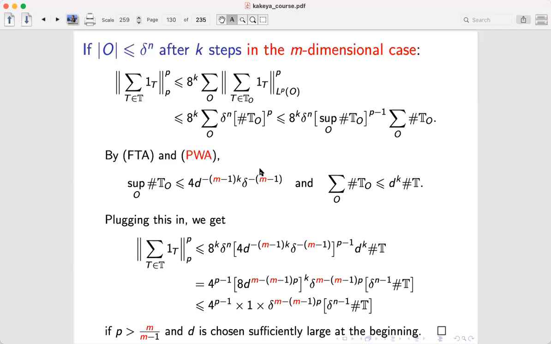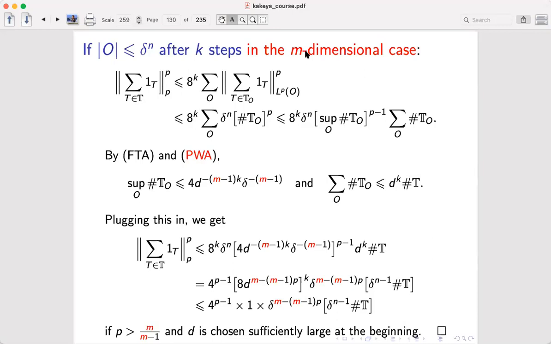And so how did we improve from here? So the point is that in fact, we have more information from this argument than just that the tubes are living inside the delta neighborhood of an m dimensional algebraic variety, because we also know that they live in an m plus one dimensional algebraic variety. And of course, the one is contained in the other, so what difference does that make?